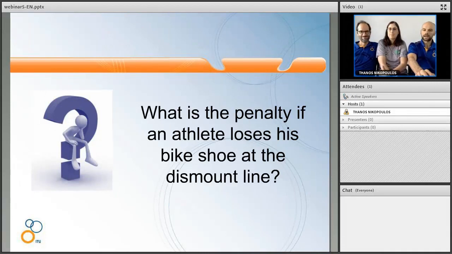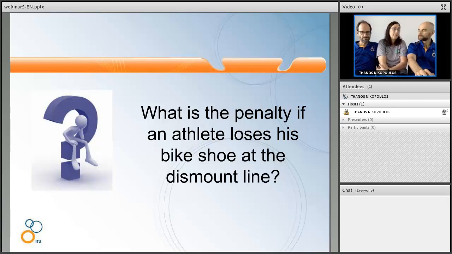So Steph, what is the penalty if an athlete loses his or her bike shoe at this moment? Actually, there is no penalty. It changed a couple of years ago, I think. But basically now it's completely involuntary, so we do not penalize the athletes for that. We just make sure that we get the shoes out of the way of the athletes coming behind, but that's it, basically.